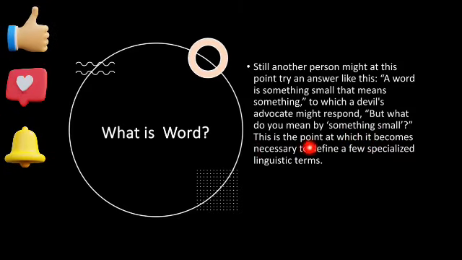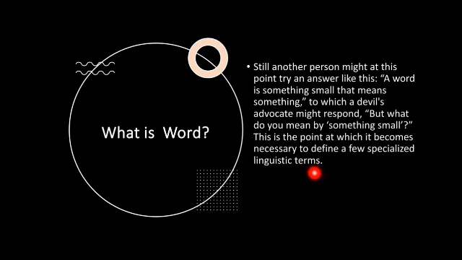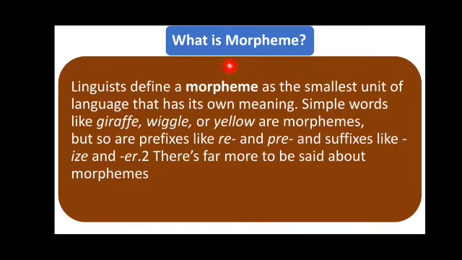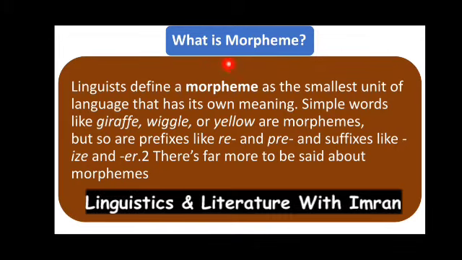So this is the point at which it becomes necessary to define a few specialized linguistic terms. Now you are going to learn what is a word, right? So here we have the first specialized linguistic term that is related to word. We will be talking about morpheme. What is a morpheme? Linguists define a morpheme as the smallest unit of language that has its own meaning. So we have two parts of this definition. First, a morpheme is the smallest unit of language. And second, a morpheme has its own meaning.